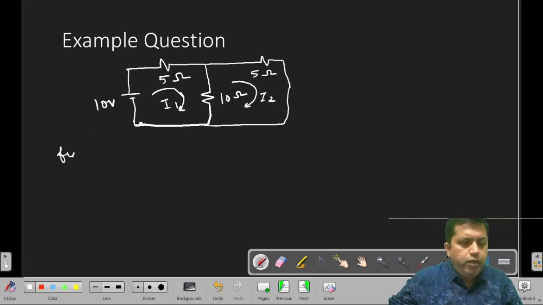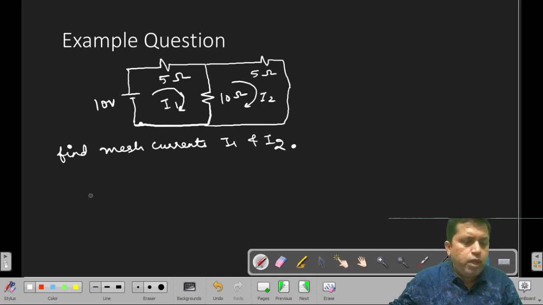So find mesh currents I1 and I2. Okay, I1 and I2. Let us find mesh currents. Apply KVL in this direction. I am showing with red ink. Apply KVL in this direction.